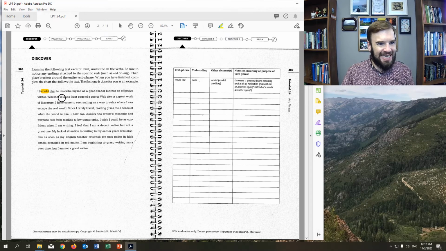So, whether it is the front page of a sports website or a great work of literature, I've come to see reading as a way to relax where I can escape the real world. So, whether it is the front page, here we have it is the subject, is the verb, verb endings, none, right? So, not all of them will be difficult and complex, right? Some are just going to be basic and easy. So do your best, see if you can find the correct answers, and be ready to talk about this or look at the answers in a Zoom or an office hours meeting.